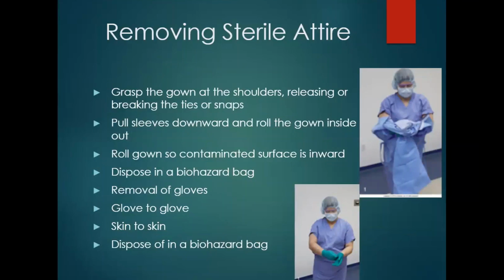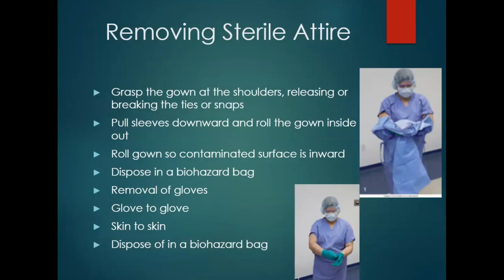You will pull away from you and then kind of do a wrapping motion of the gown as you pull it off. So you will pull the sleeves downwards and roll the gown inside out. Roll the gown so the contaminated surface is inward. Dispose in a biohazard bag and remove the gloves.